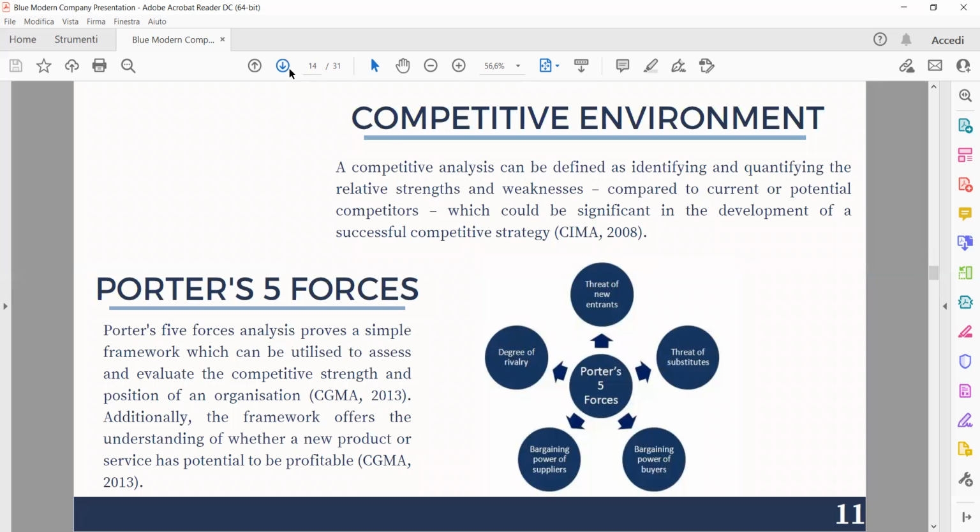When looking at the competitive environment, we utilise the previously mentioned Porter's 5 Forces analysis, which is a simple framework which assesses and evaluates the competitive strength and position of an organisation and offers understanding of whether a new product or service has the potential to be profitable.